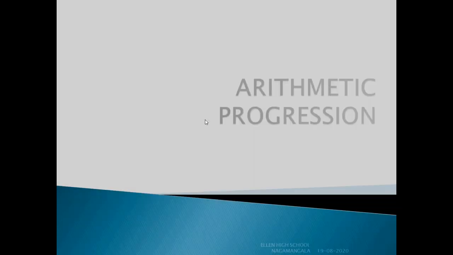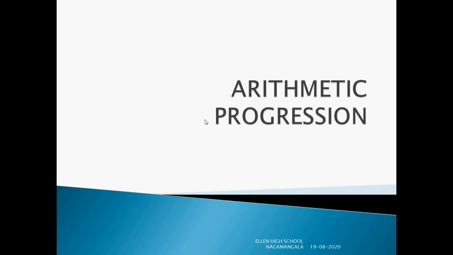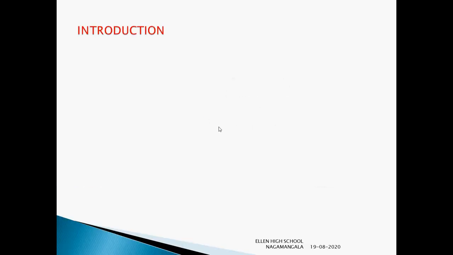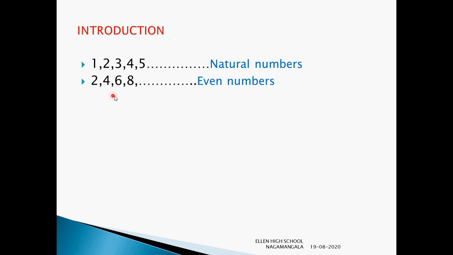Dear students, in this class we will study 10th standard mathematics, first chapter: arithmetic progression. See some examples here. 1, 2, 3, 4, 5. These are all called natural numbers. 2, 4, 6, 8. These are all called even numbers.